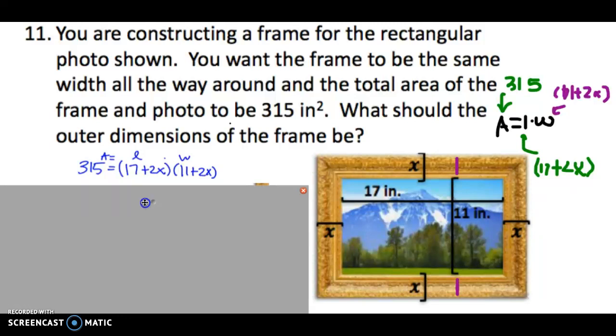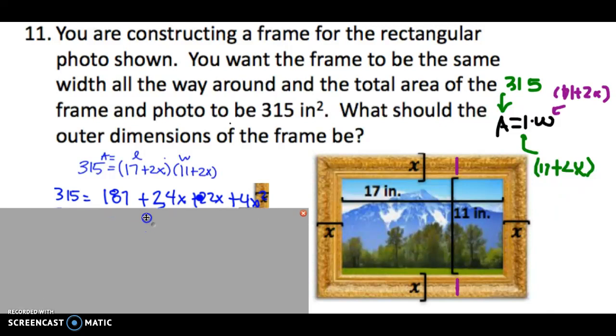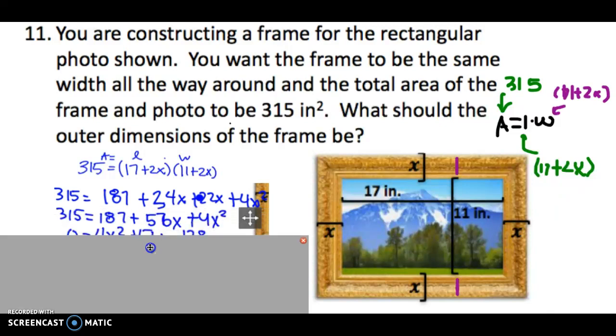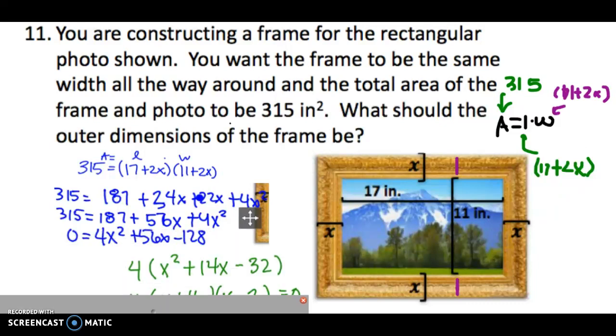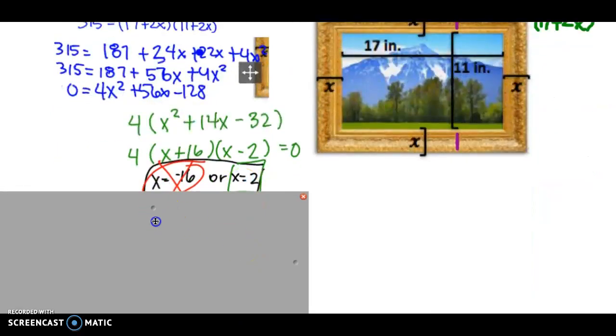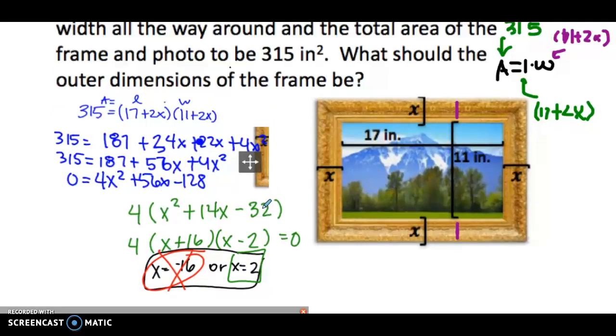Okay, moving forward, now you just FOIL this out and set it equal to 0. So when you FOIL this out, you end up getting 4x squared plus 56x plus 187 equals 315, and you have to make sure that the equation is equal to 0 before you begin to solve it. Okay, when you solve it, you end up getting that x equals negative 16 or x equals 2, and we know that a measure cannot be negative, so the only possible answer for this one would be 2.